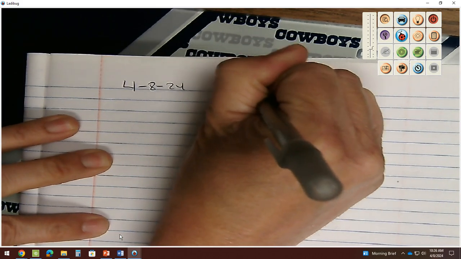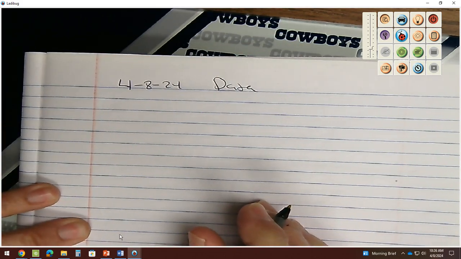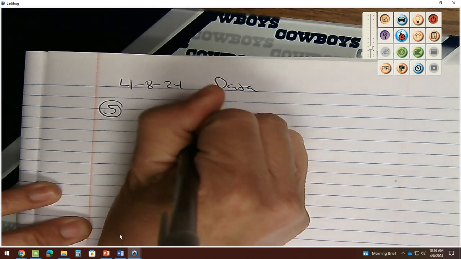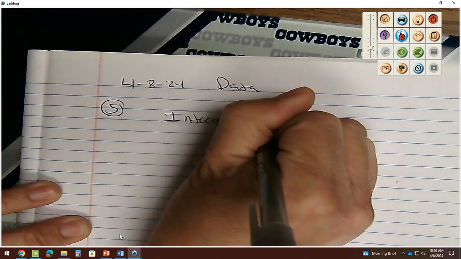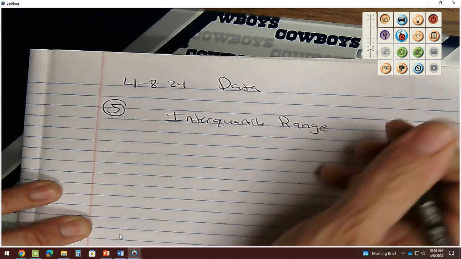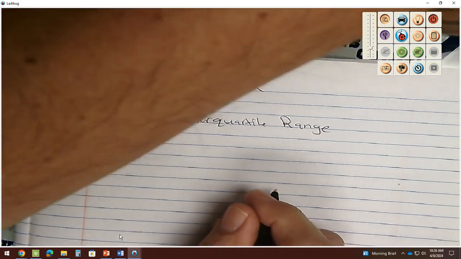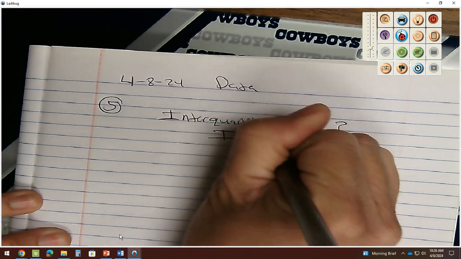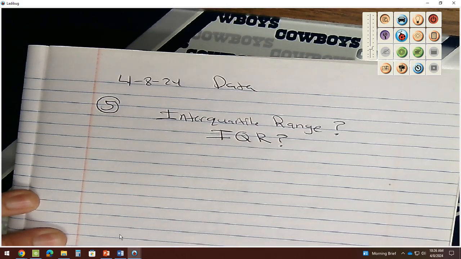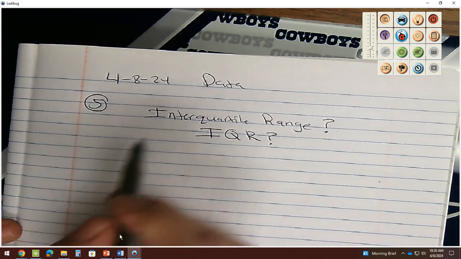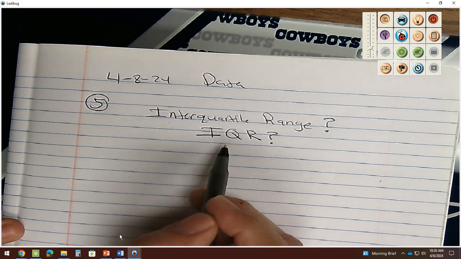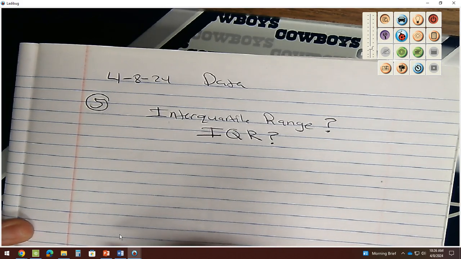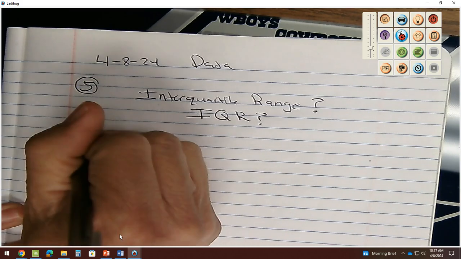4/8/24, we're still dealing with data. And now we're doing number what? 5. And what was the question? Interquartile range. Sometimes instead of the whole word interquartile, they'll use this, IQR. Questions? Interquartile range, sometimes they'll say, what is the IQR? It's the same thing. Okay? Any questions? Good.